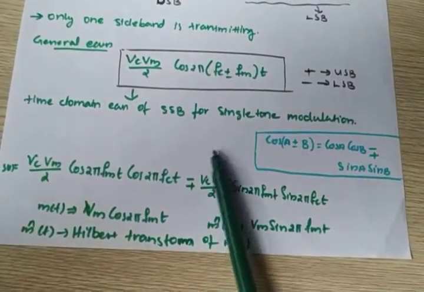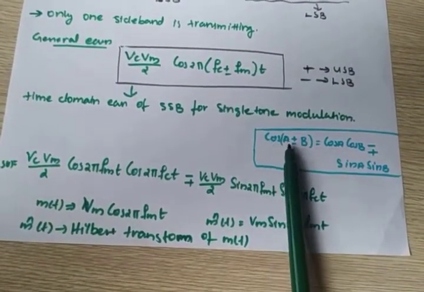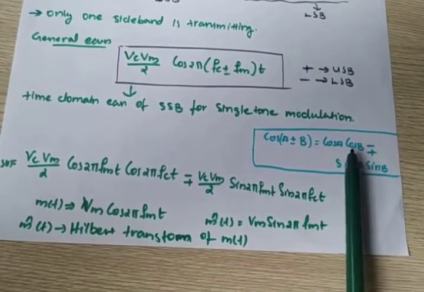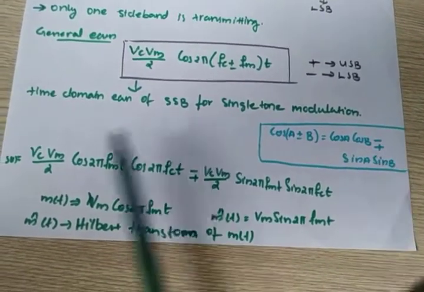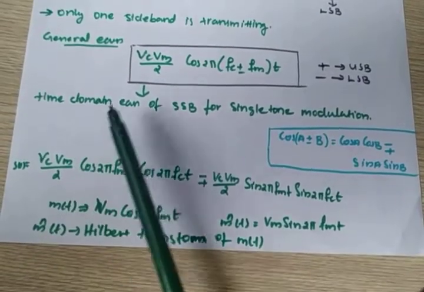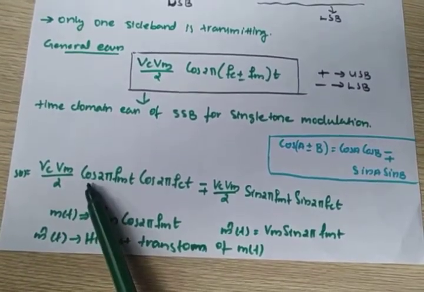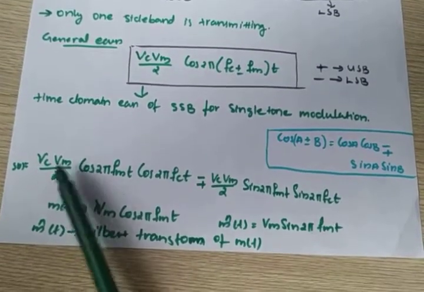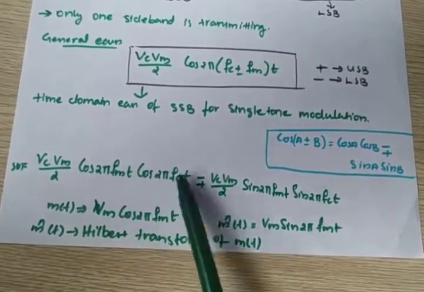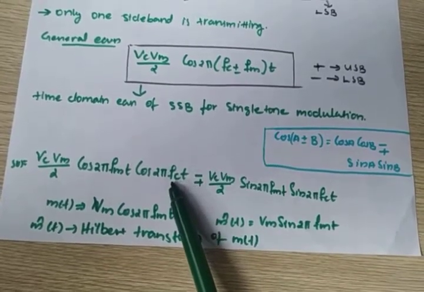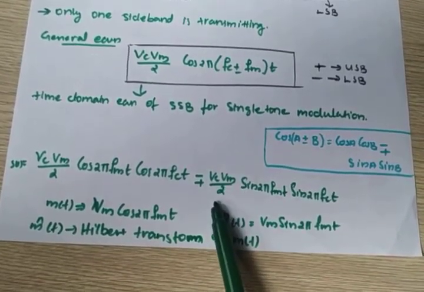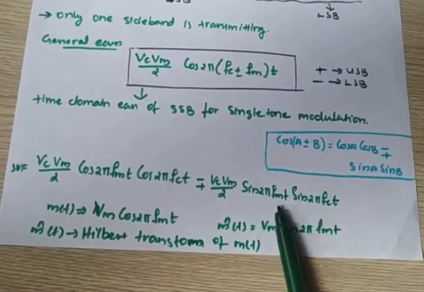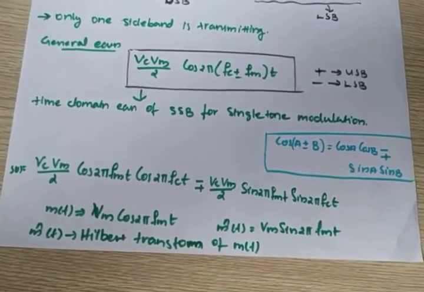So we know that cos (a plus or minus b) is cos a cos b minus or plus sin a sin b. Similarly, this equation we can modify: Vc Vm by 2 cos 2 pi Fm t cos 2 pi Fc t, minus or plus Vc Vm by 2 sin 2 pi Fm t sin 2 pi Fc t.